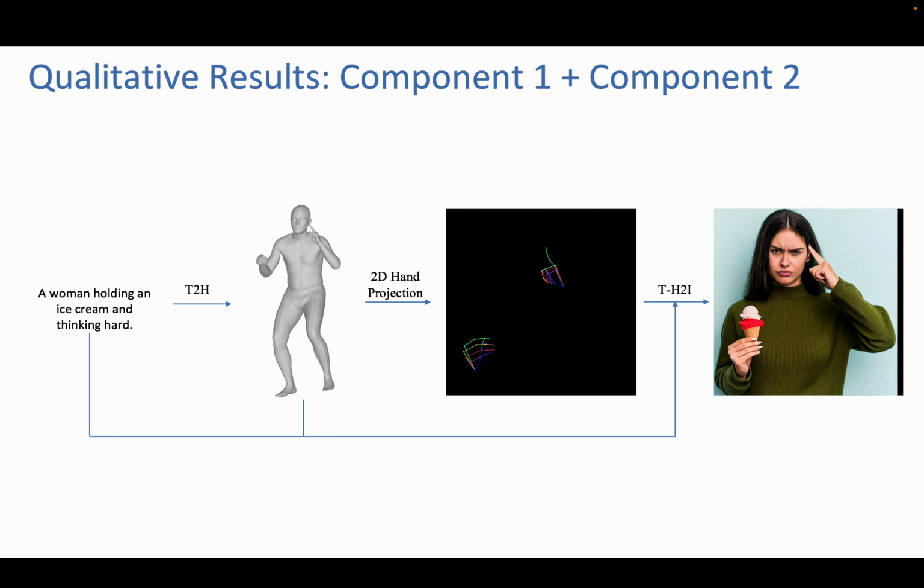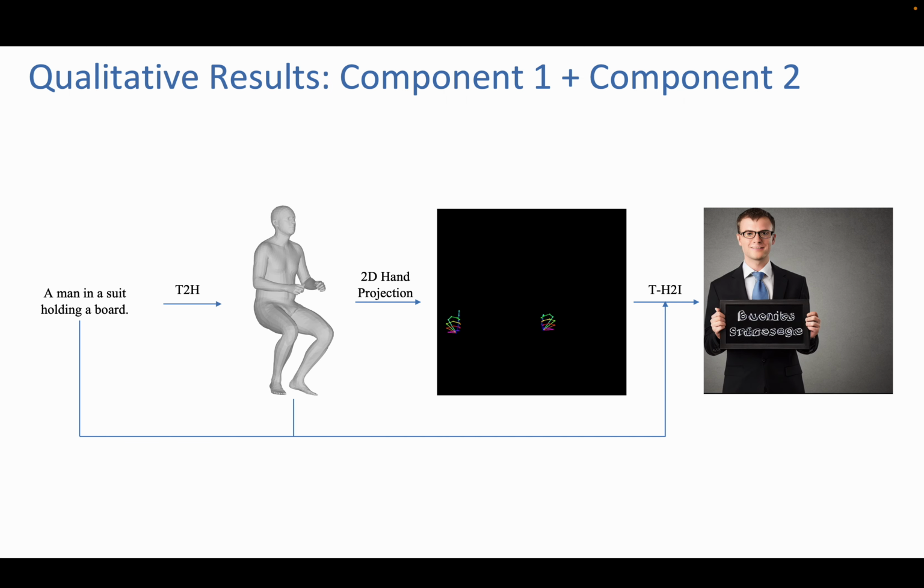Here are some qualitative results from the end-to-end pipeline. Given a text input, we generate the SMPLH human using the first component. We then choose camera parameters and project the hands onto the 2D image space. We use these 2D hands together with the 3D hand, along with the original text input, to generate the final RGB image. Here are some more qualitative results from our method.